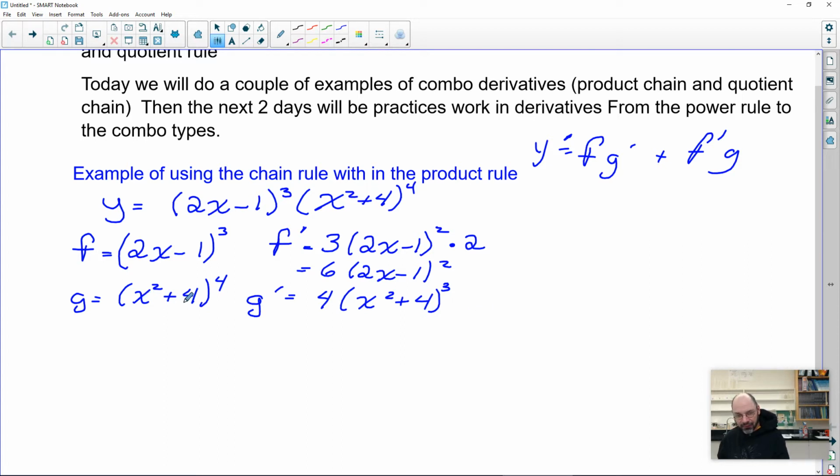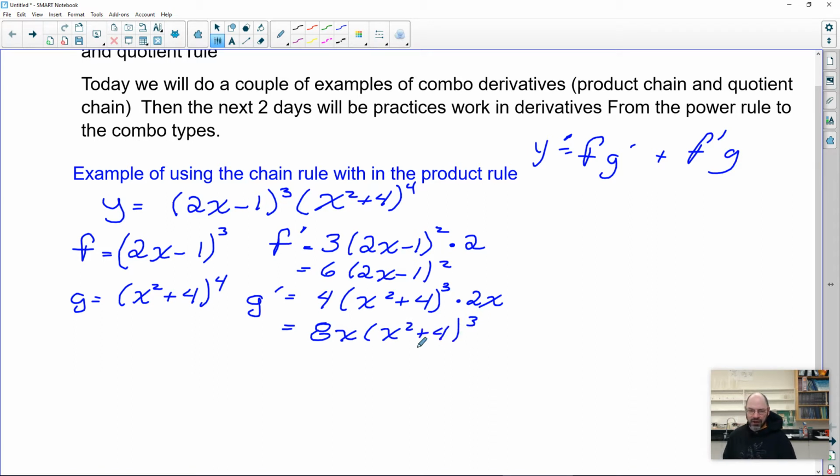Okay, and the derivative of that is 0, so just 2x. Okay, and we can simplify that a little bit as well by just multiplying the 4 and the 2x to make it into a little bit neater form. So 8x times (x squared plus 4) to the third power.